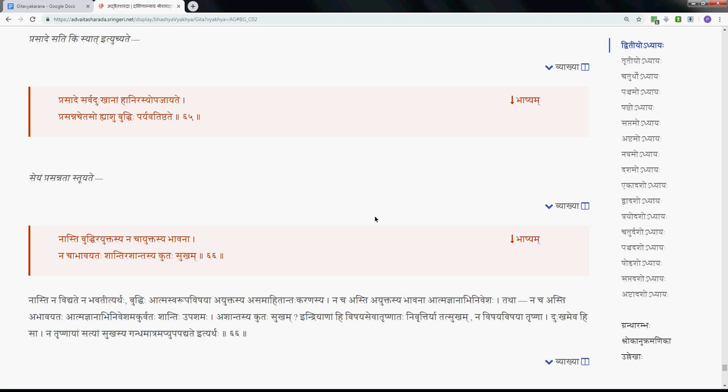Otherwise, that's why samadhi is prescribed, even for a jnani, to outgrow the vasanas. That's why temptation is in the end. Okay?